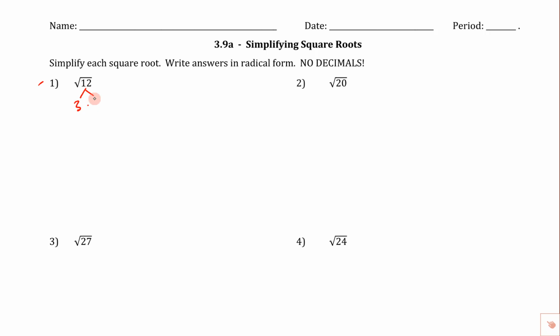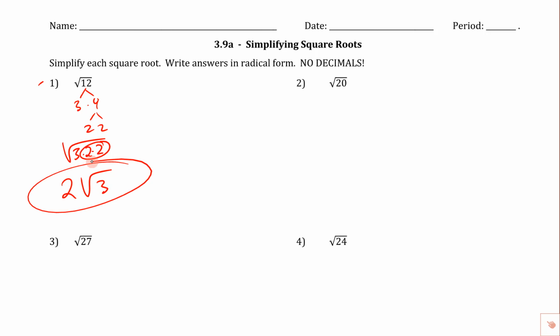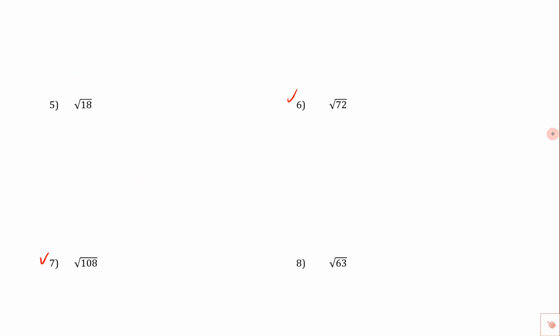This is 3 times 4, which is 2 times 2. And if you can immediately go to right here, that's awesome. Okay, pair of 2s with a 3 stuck underneath. Okay, we'll slide down to number 6. Same thing if you want to pause for a second, and then I'll do the problem.